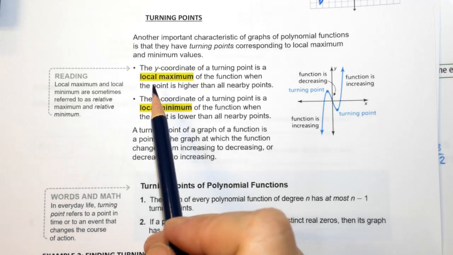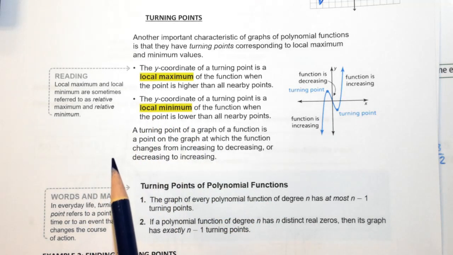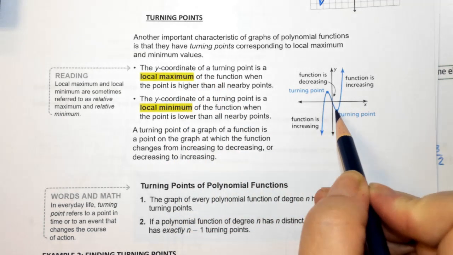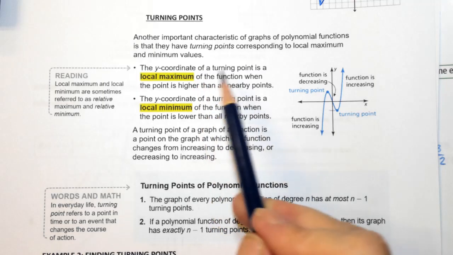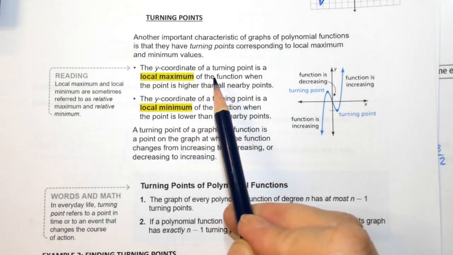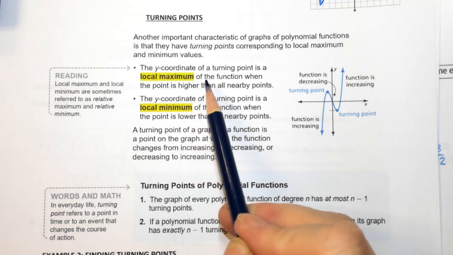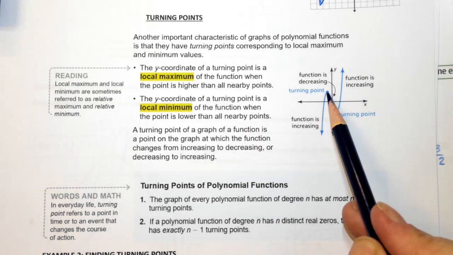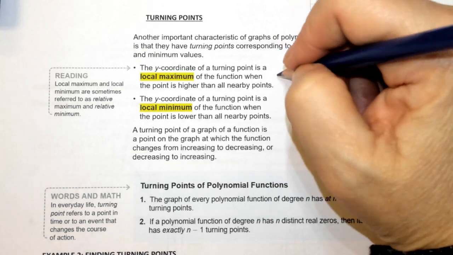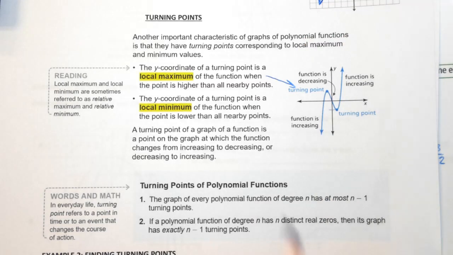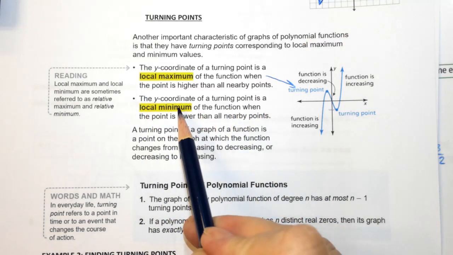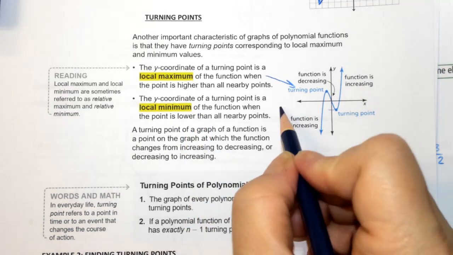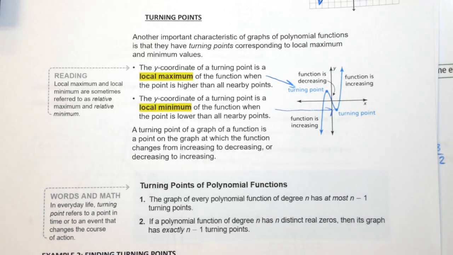However, you are going to be asked for local maximums and local minimums. So what does that mean? The y-coordinate, now that's important to keep in mind. Remember, y is this way. The y-coordinate of a turning point is a local maximum of the function when the point is higher than all nearby points. So in this example, this would be your local maximum. That would be that one. The y-coordinate of a turning point is a local minimum of the function when the point is lower than all nearby points. So that one would be your local minimum.